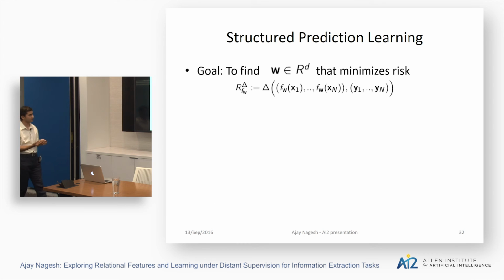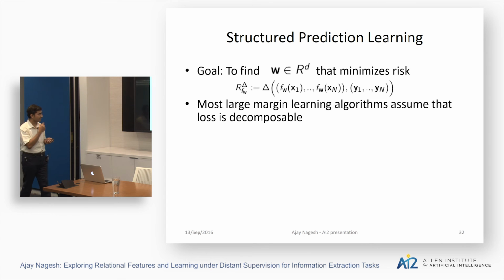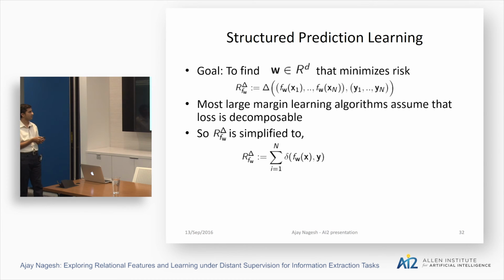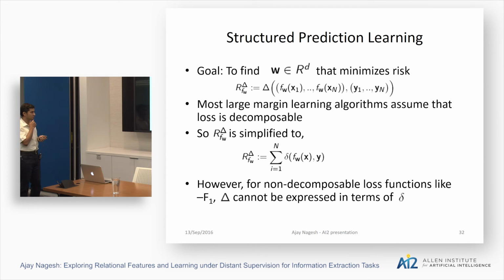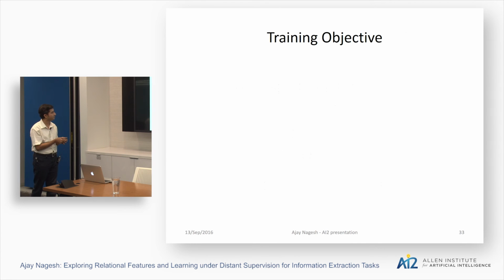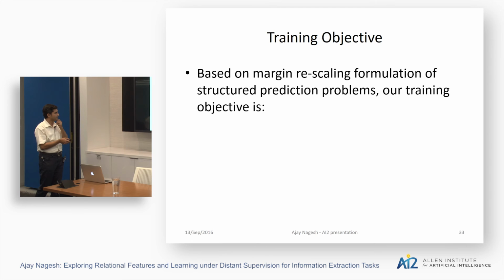In structured prediction learning, the goal is to find a parameter vector W that minimizes this risk, which is given as a function of loss over your predictions and the true labels from the training data. Most large margin methods assume that the loss is decomposable, hence the empirical risk is defined for individual data points, individual losses. However, if we want to optimize for non-decomposable losses like F, we can't do this. So, the training objective is like this.